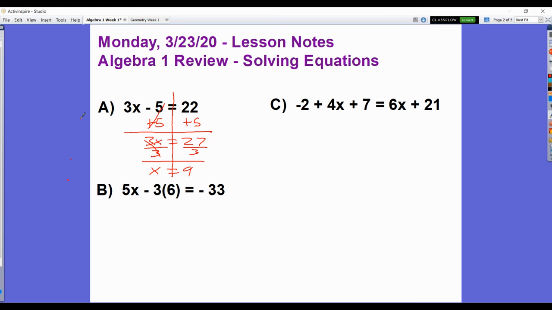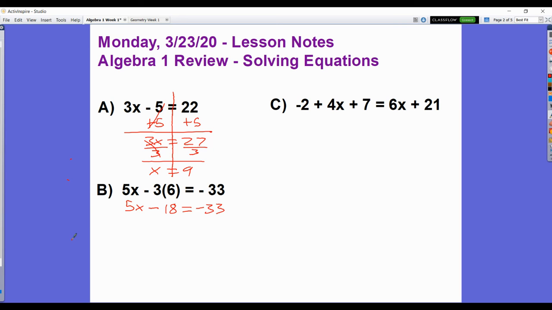All right, let's take a look at a couple others. Here we have problem B. We got a step to do here first. We have this 3 next to a 6 in parentheses. That means we need to multiply those two, so we need to take care of that step here first. I'm not drawing the line down the equal sign on this one. That was only for the first one there. So let's get this worked out. We would go 5x, keep the minus sign, multiply those two, and you end up with 18. And we still got the negative 33 on the other side.